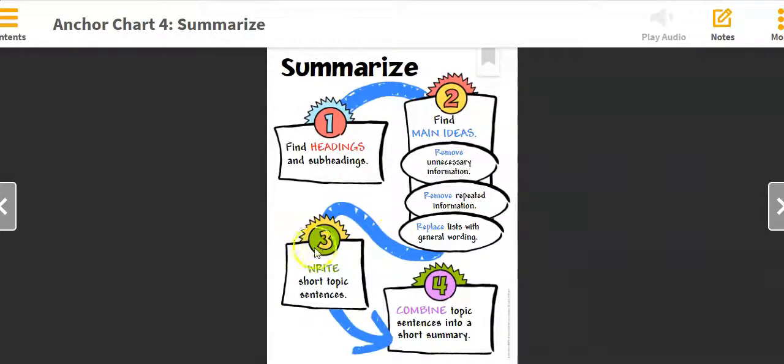Step 3 for summarizing is write short topic sentences. So you want them to be short, concise, and complete. Step 4, you combine topic sentences into a short summary.